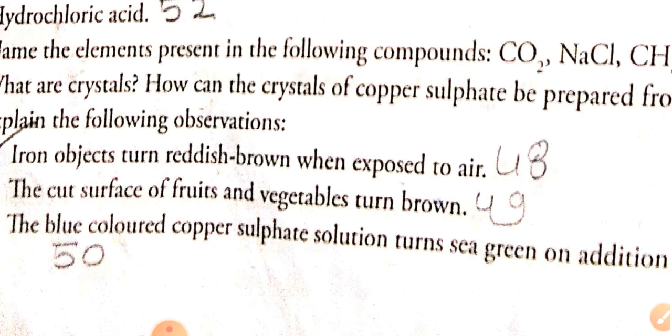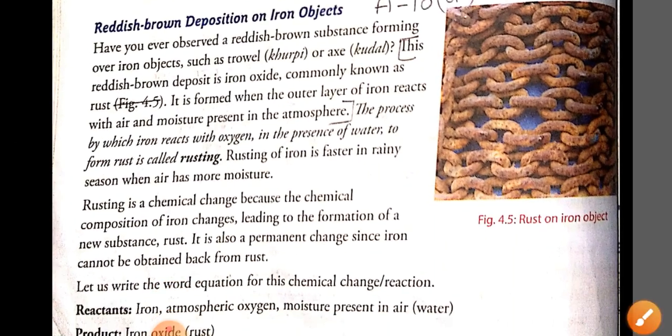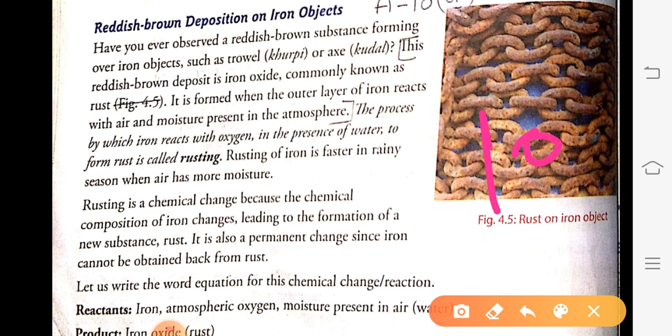Iron objects turn reddish brown when exposed to air. This answer is given on page 48. You will start the answer from here, 10, A part. This reddish brown deposit is iron oxide, commonly known as rust. You will look at this figure 4.5. It is formed when the outer layer of the iron reacts with the air and moisture present in the atmosphere. So this is answer number 10, A part.